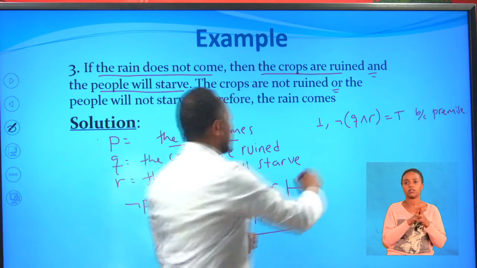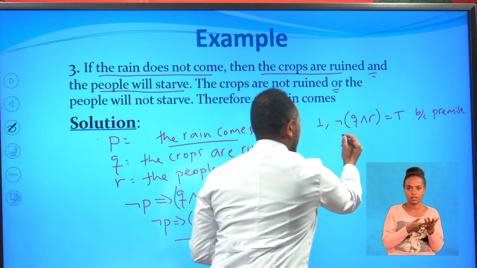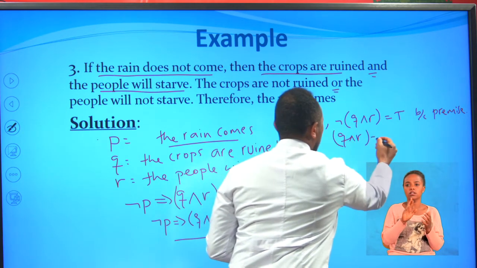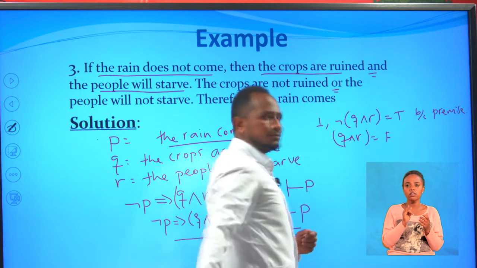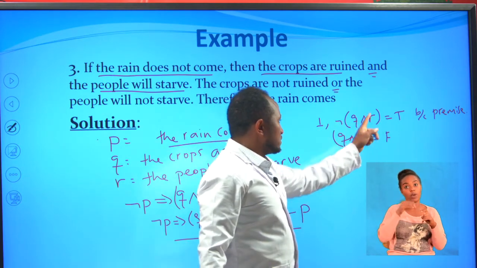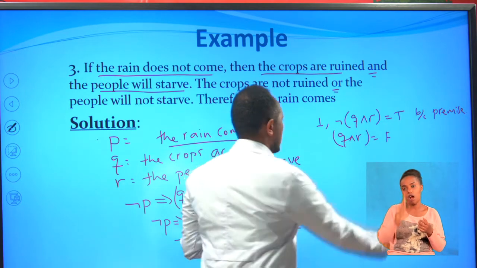Okay, second, from this, you have this one. Q and R is false. Negation of Q and R true means this part, Q and R, is false. Okay.